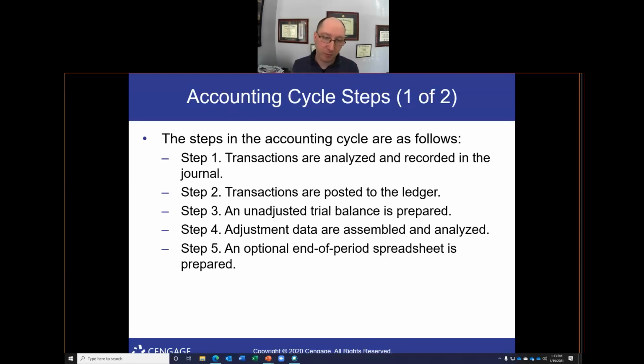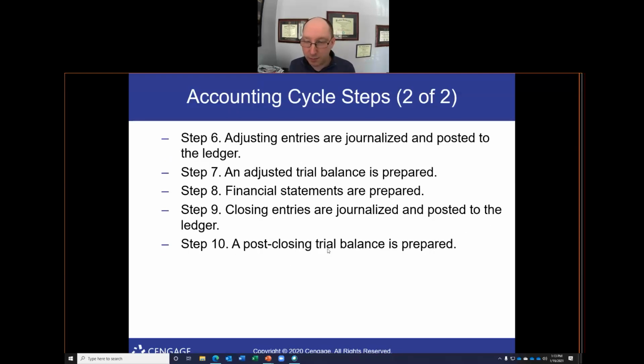Step five, prepare a spreadsheet. I never do that. It's optional. Step five is very optional. Personally, I don't do step five. It's easier to manage through accounting software. On a spreadsheet, it's a nice visual representation, but it's definitely not necessary. Step six, the adjusting entries are made and recorded to the ledger.